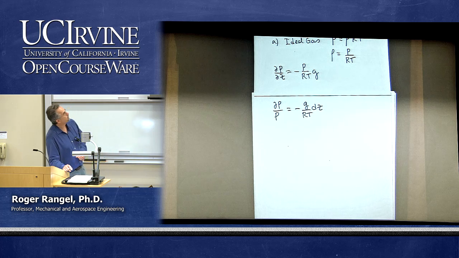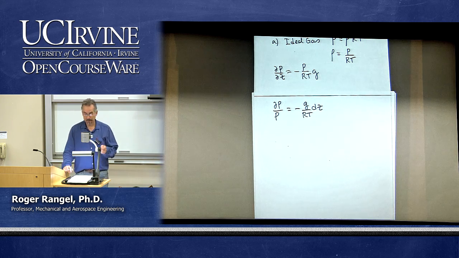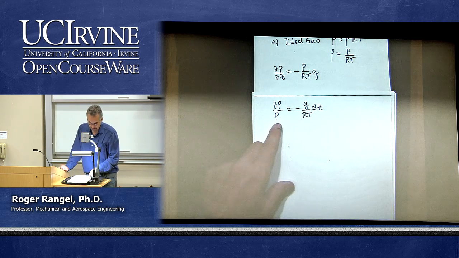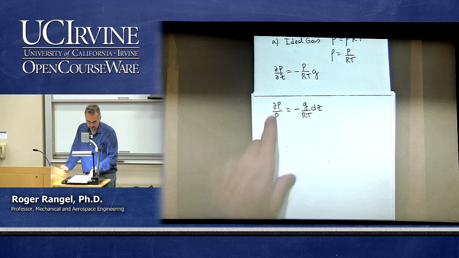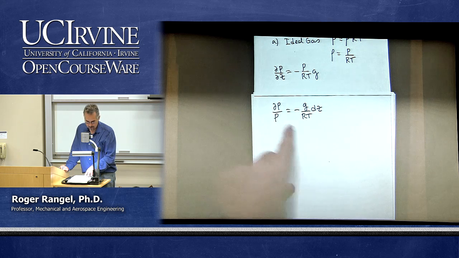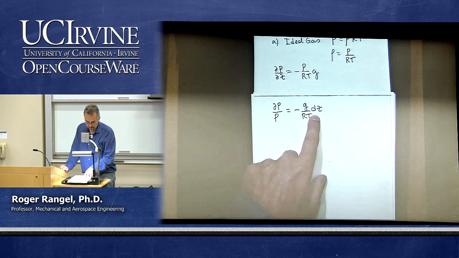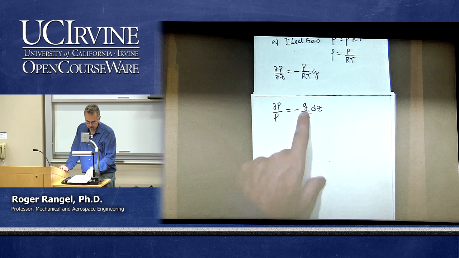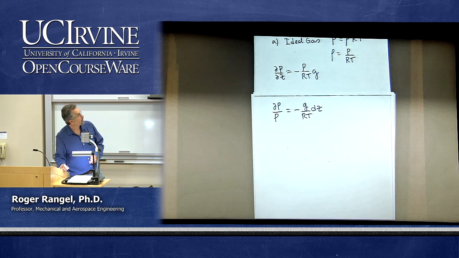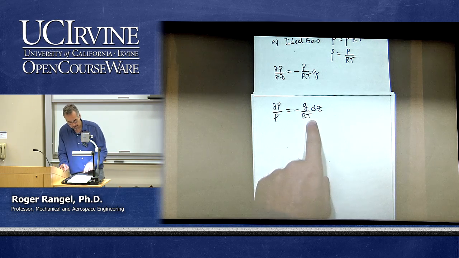I get that. Now I need to make further assumptions because I can certainly integrate the left-hand side, right? Because I know that this integrates to a natural log. But on the right-hand side, if we make the assumption that g is constant, the gas constant, of course, is a constant, the next question would be, what about the temperature?